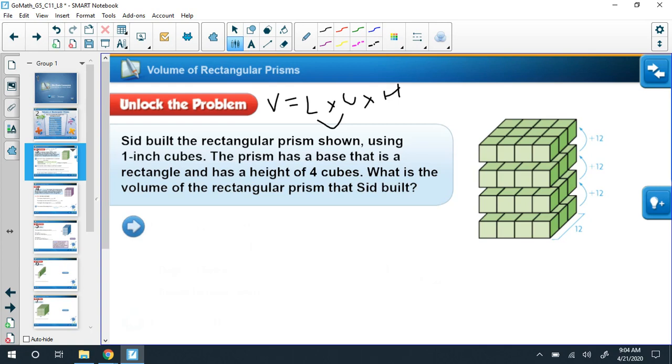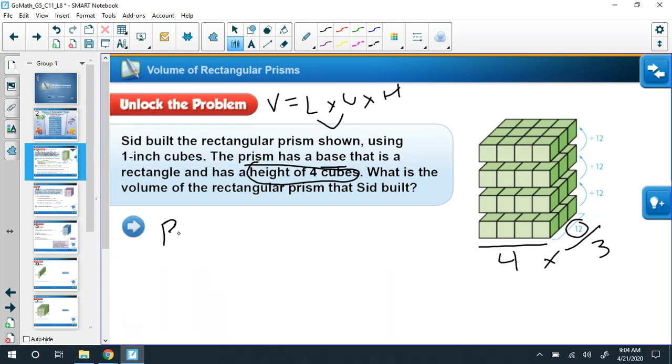So it says here that Sid built the rectangular prism shown using 1-inch cubes. The prism has a base that is a rectangle and a height of 4 cubes. What is the volume of the rectangular prism that Sid built? So we have a base for our rectangle. The height is 4 cubes. So what we need to figure out is the area of our base. If we look here across the front of our prism, we see that this is 4 units across, and we see that it is 3 units deep. So the area of our base is going to be 4 times 3, which gives us 12 square inches.